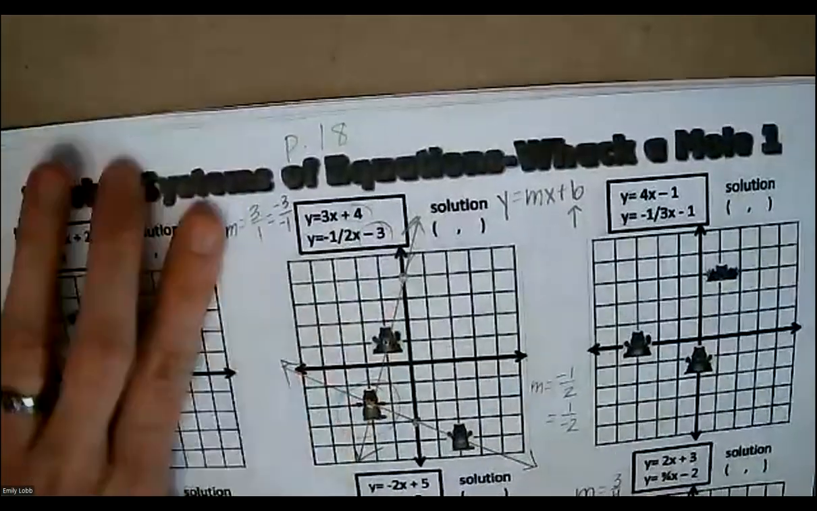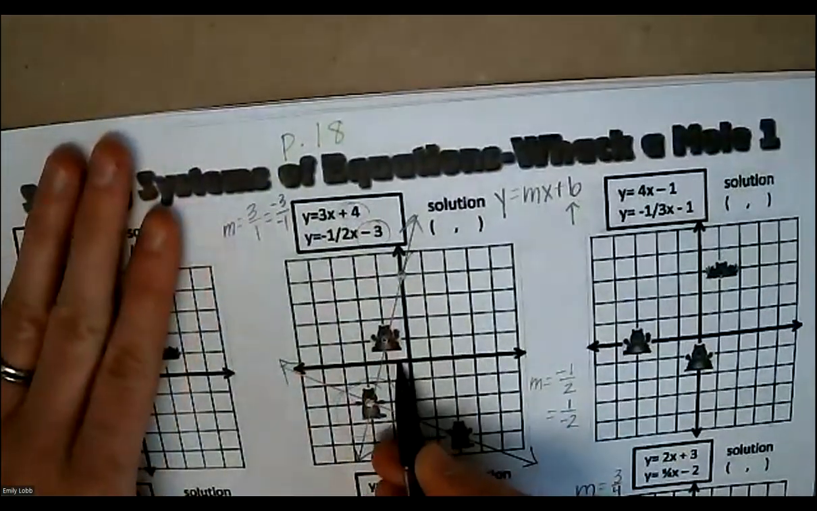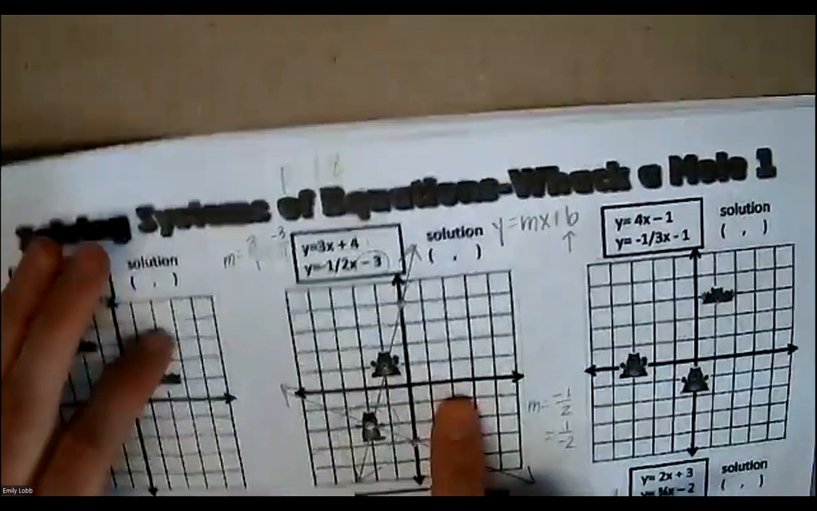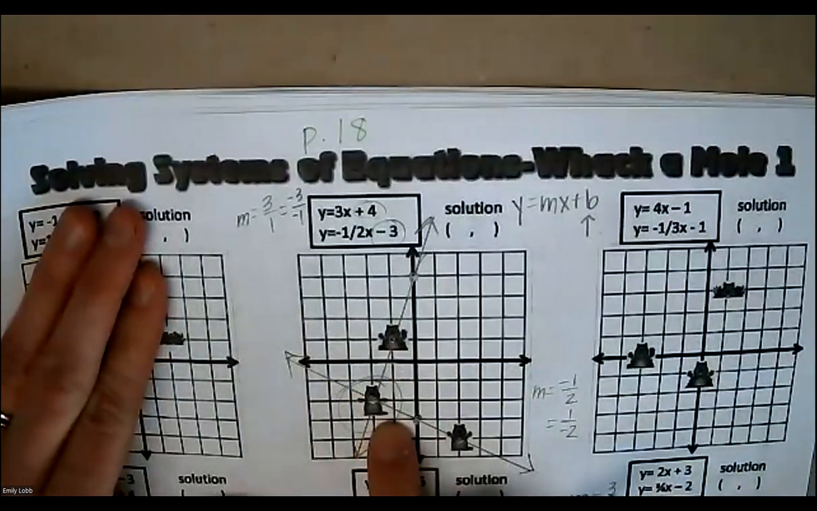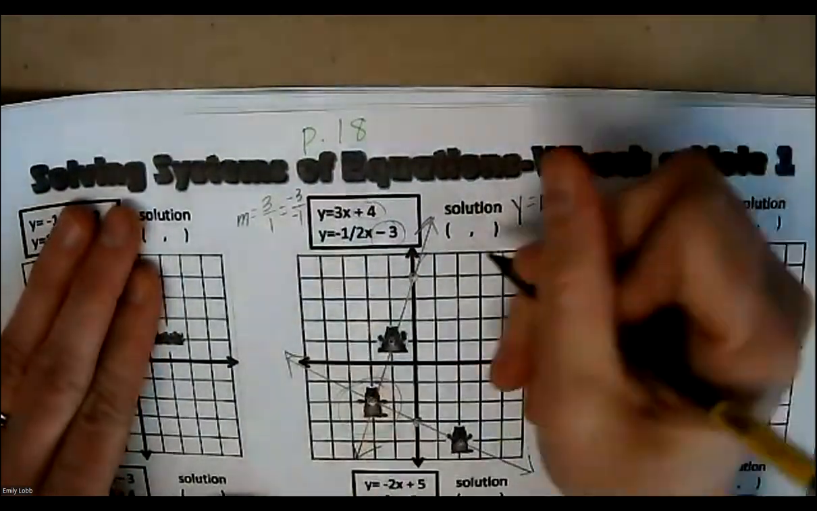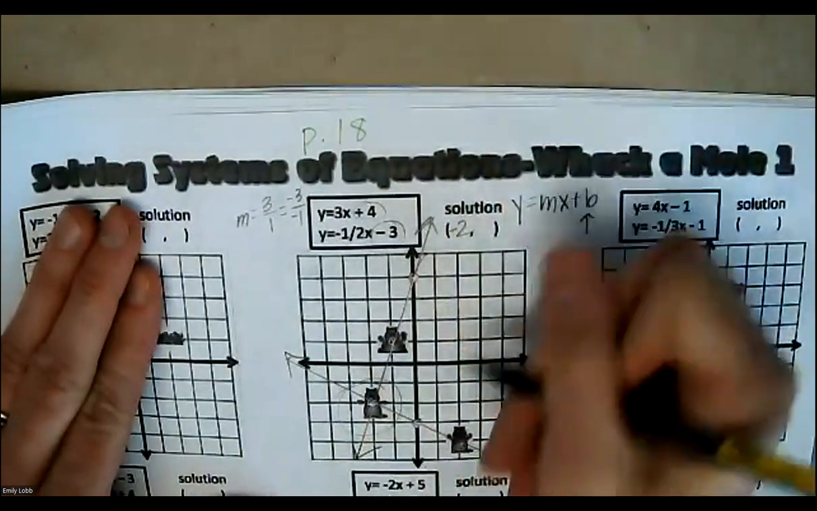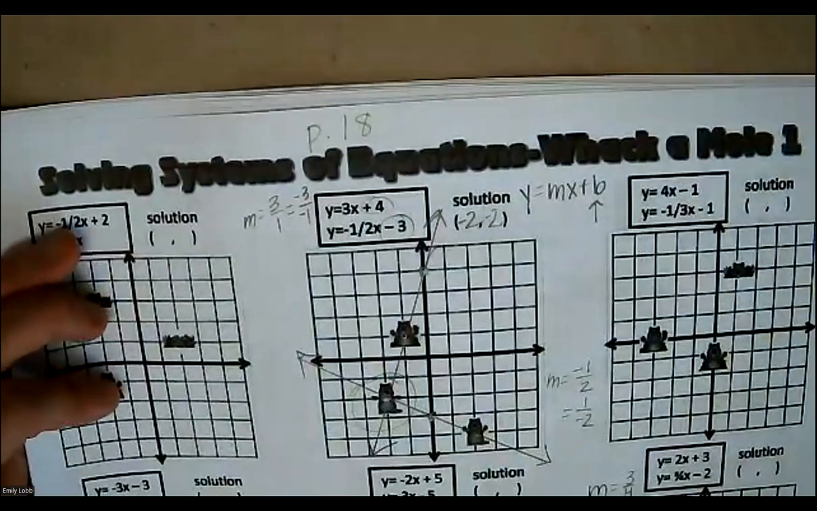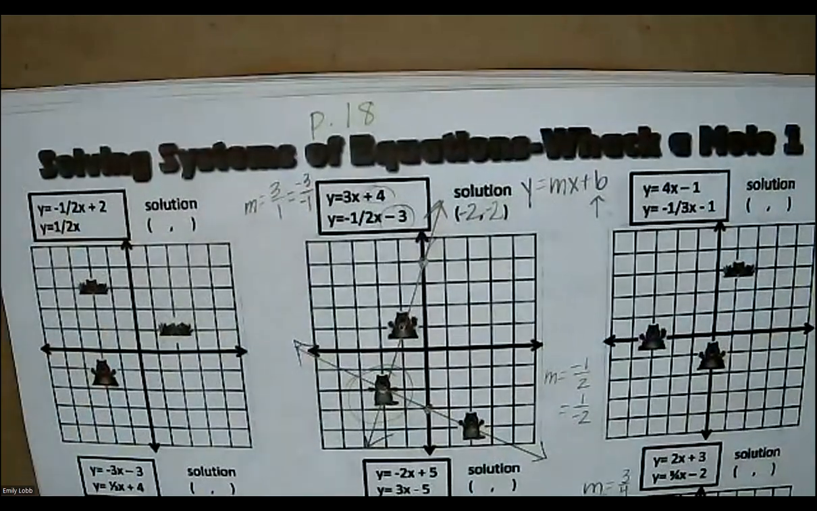So what did you guys say your solution was for this one? Yes, the second one on whack-a-mole 2 was 0, 0. What about the second one on whack-a-mole 1? Our x value was -2. Our y value was also -2. Remember, they're always listed as x, y, where they intersect.